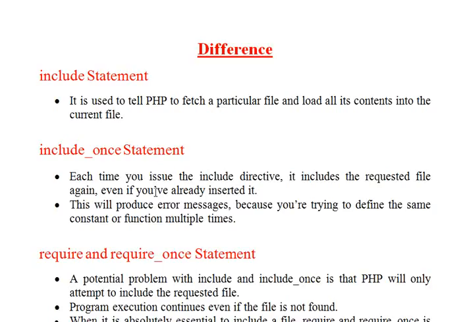So what will happen if we again include the already existing file? Then it contains the same functions 2 times, which creates an error message, because we are trying to define the same constant or function multiple times. This is the problem with include, so we use include once, which removes this problem and includes the file only once. If it is already included, then it will not include the file. This is the main difference between include and include once.